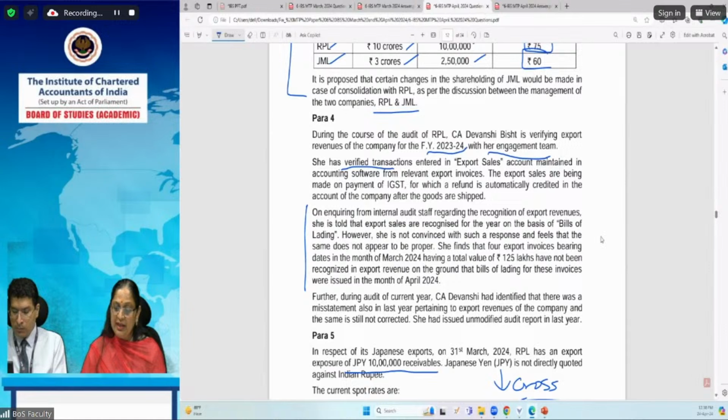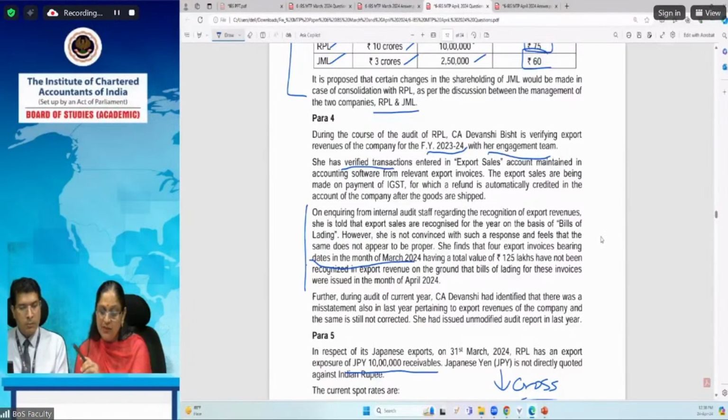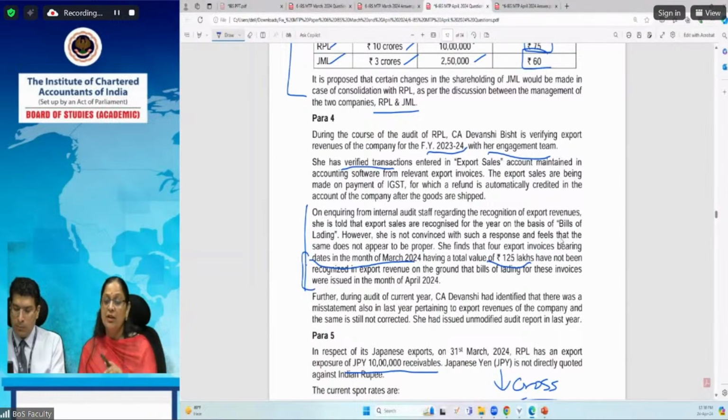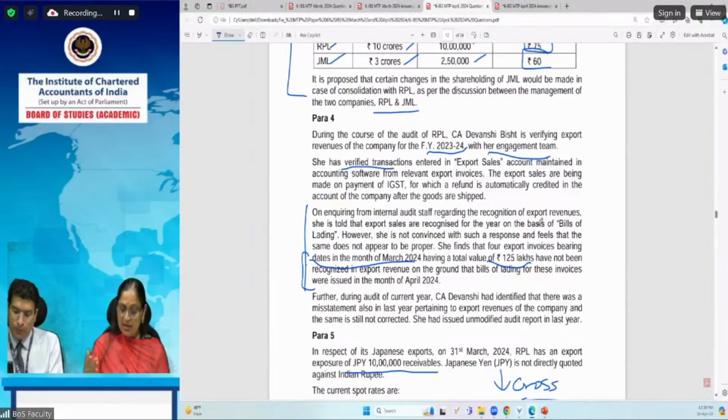So she finds that 4 export invoices bearing dates in the month of March 24, having a total value of 125 lakhs. You see, 125 lakhs is a significant amount, right? These have not been recognized in export revenue on the ground that bills of lading of these invoices were issued in the month of April 24. So here you see that this is a significant amount and these invoices were issued in the month of April, so these were not recognized in export revenue.